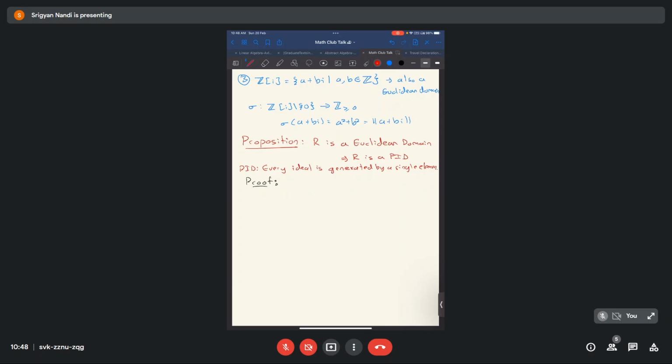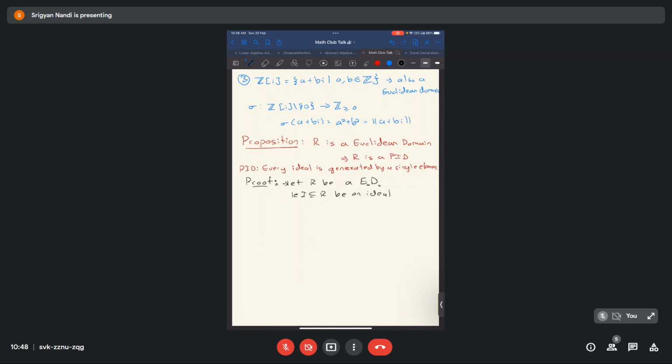So let's go about showing this. We just have to show that R being a Euclidean domain implies that R is a PID. So let R be a Euclidean domain, and let I be an ideal of R.